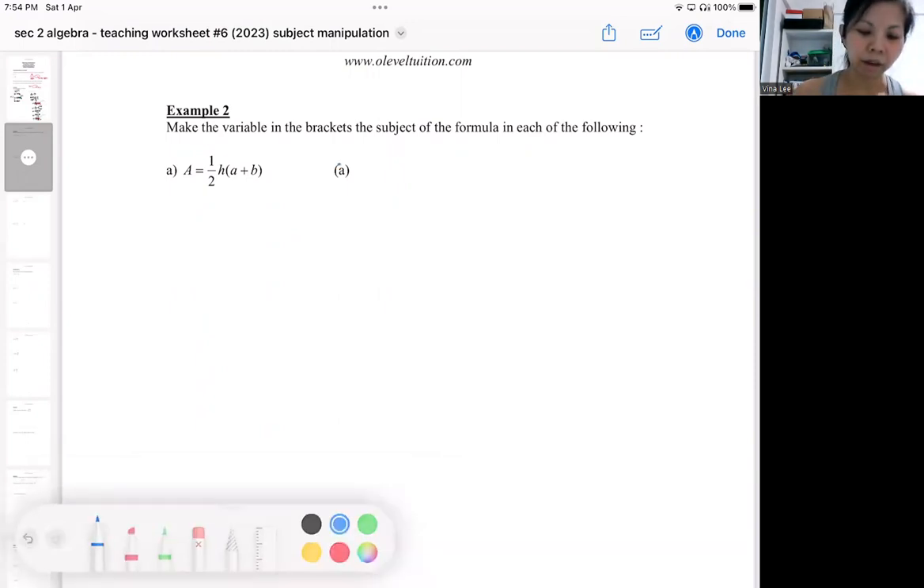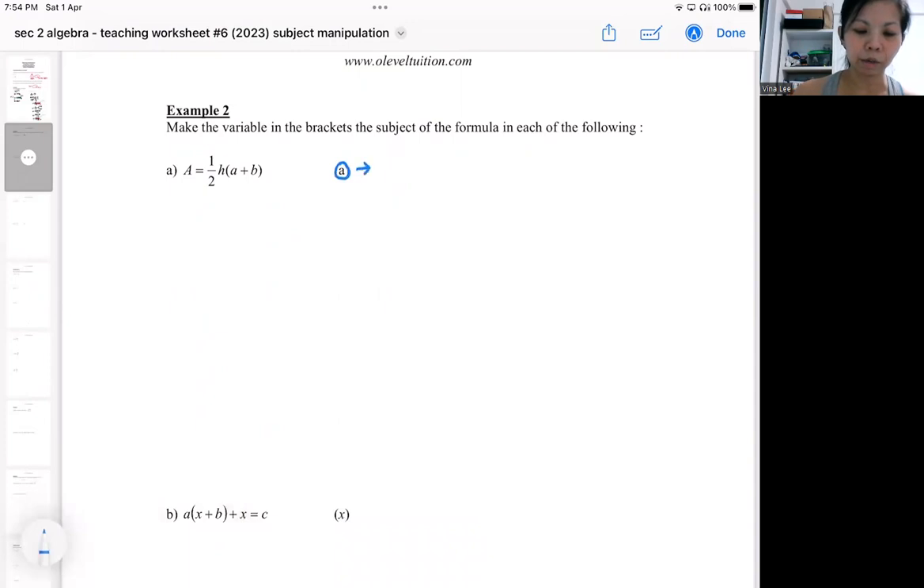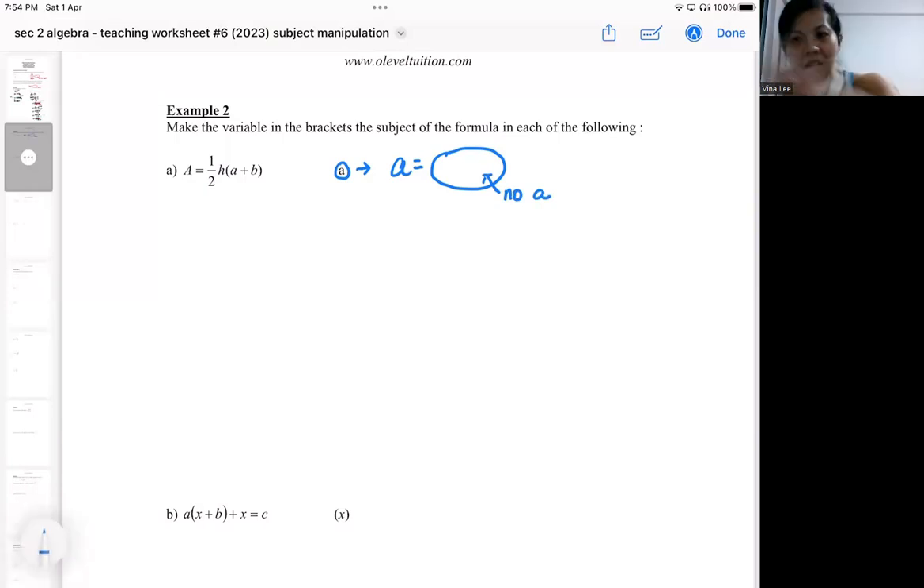So in this case, right, I'm making capital A the subject. So my answer will look like this. And here in my answer, I shouldn't have any A. So you do need to check. Otherwise, right, the moment if your A is discovered in your answer, you got no marks anymore.